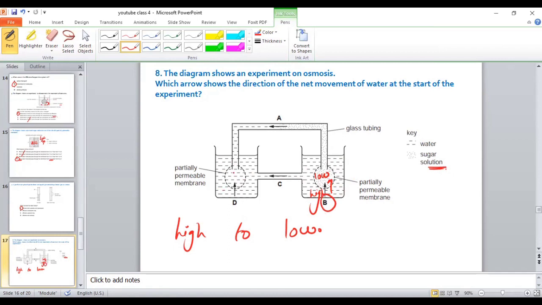Here water will not move, because inside the membrane water is there and outside the membrane water is there. There is no concentration gradient, so no movement of water will take place. But movement of water takes place here, with arrow B inside this glass tubing, because inside is the sugar solution, and outside the tube, beyond the partially permeable membrane, is water. So water will move from high to low water potential. So from B to inside, option B is the right answer.